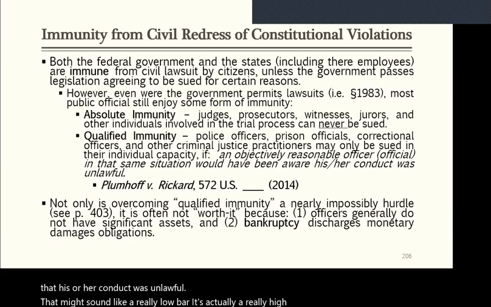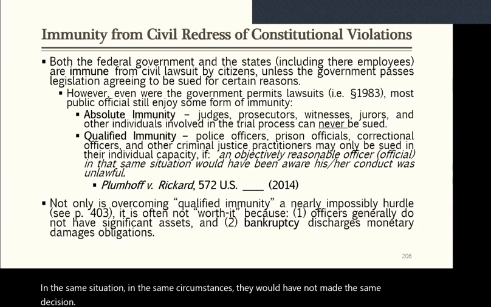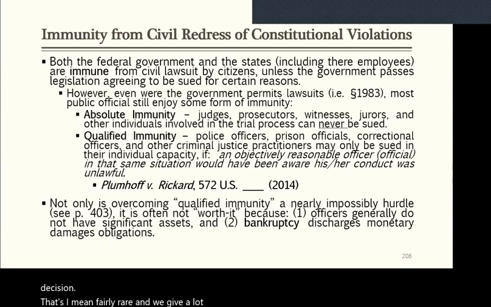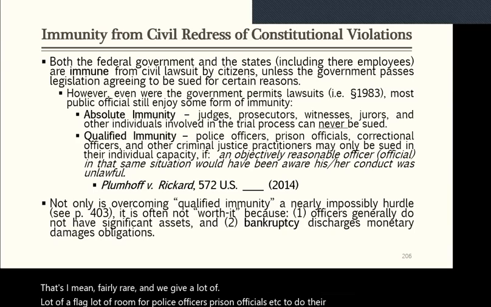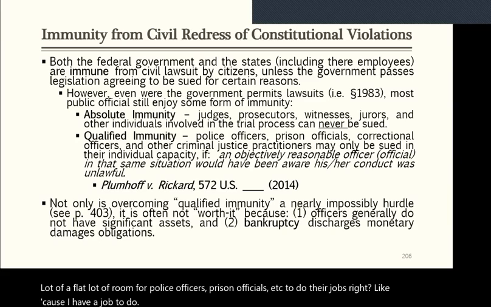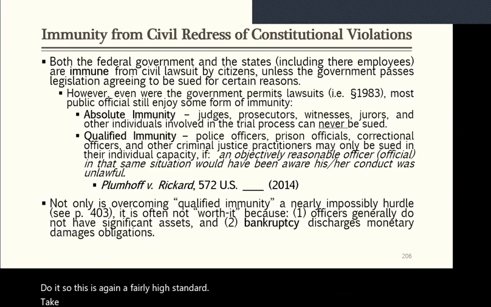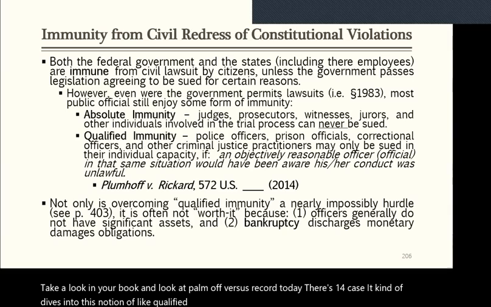Because you have to prove that in the same situation, in the same circumstances, they would not have made the same decision. That's fairly rare. We give a lot of slack, a lot of rope, for police officers, prison officials, and so on to do their jobs, because they have a job to do and you want them to do it. So this is again a fairly high standard. If you look in your book, Plumhoff versus Rickard, a 2014 case, dives into qualified immunity and exactly what it looks like in a case.